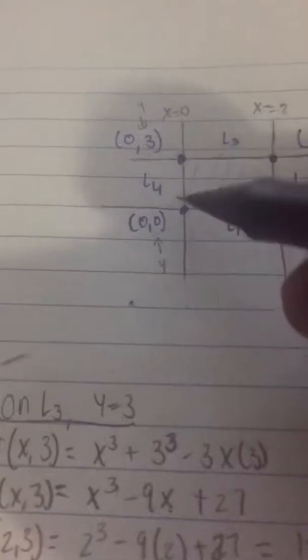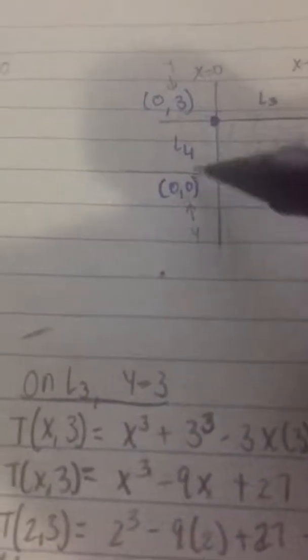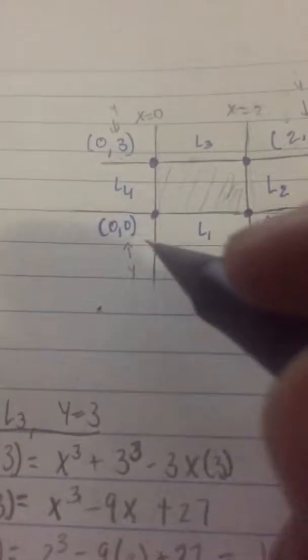And finally, just look at line 4. Pretty much you do the same thing. So line 4, we have 0 3 and 0 0. What's common is that x equals 0. You're probably wondering why we're using 0 0 again. It's because this is a different line. This is line 4. So although we used 0 0 before, we can use it again.